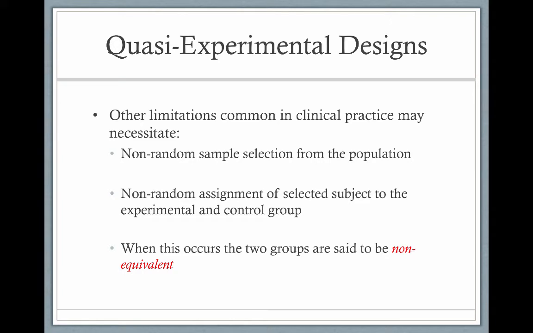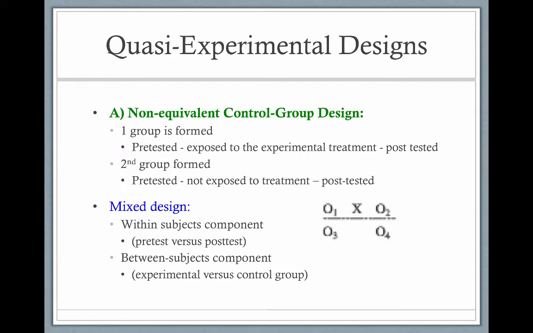Okay, so now we're going to talk about quasi-experimental designs. These designs are getting stronger than our pre-experimental designs. Other limitations common in clinical practice might necessitate non-random sample selection from the population, non-random assignment of subjects to experimental controls, and what we're going to talk about right now are non-equivalent group designs. So, non-equivalent control group designs.